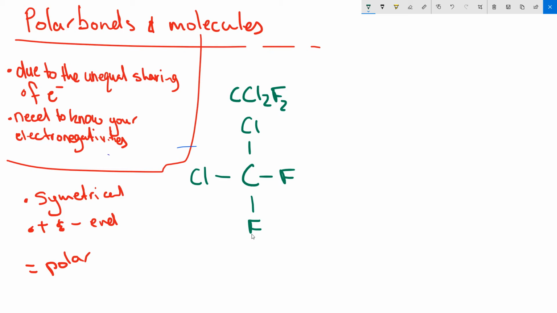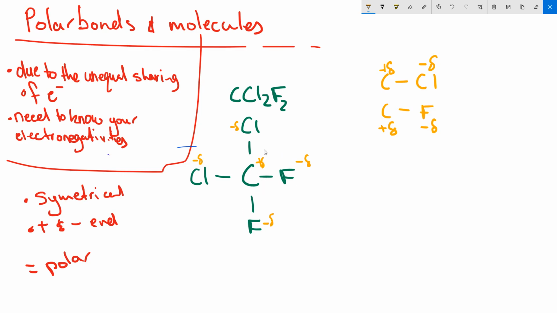So again, if we look at these separate bonds, we know that carbon to chlorine is a polar bond because chlorine is more electronegative, so carbon is going to be partially positive. And then carbon to fluorine will also be polar because fluorine is the most electronegative element and carbon is partially positive. So we have a few strange things going on here because we have carbon being partially positive and we have fluorine being negative, and we also have chlorine acting as a partially negative end.